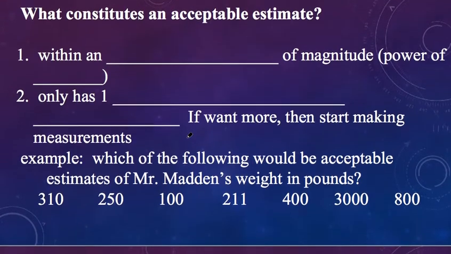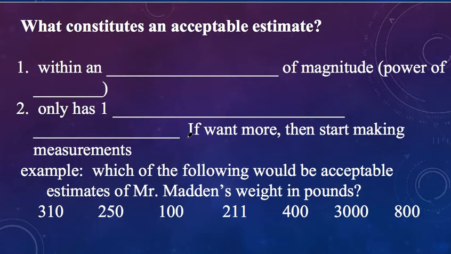Okay, so when we're talking about estimations, what are we trying to get? Well, really all we're trying to do is get within what's referred to as an order of magnitude, which is really nothing more than a power of 10. So for an order of magnitude of 10 to the second, the order of magnitude would be the 2. The order of magnitude for 10 to the minus 3 would be minus 3. And when we write an estimate, it can only have one significant figure. If we want more, we're going to have to start taking measurements.